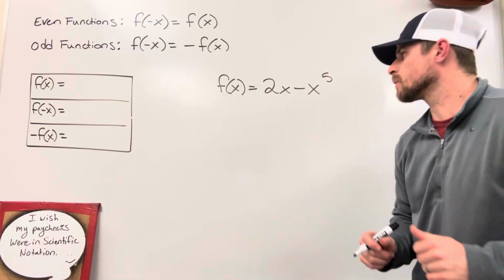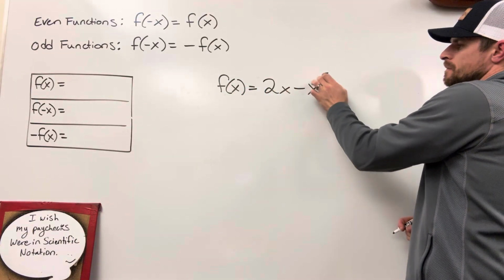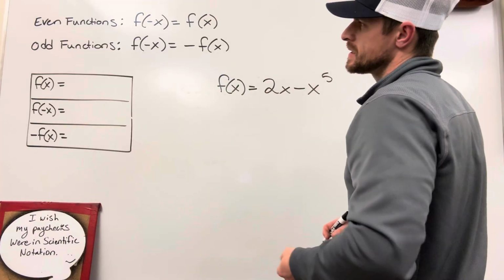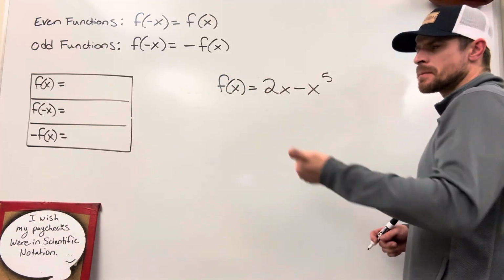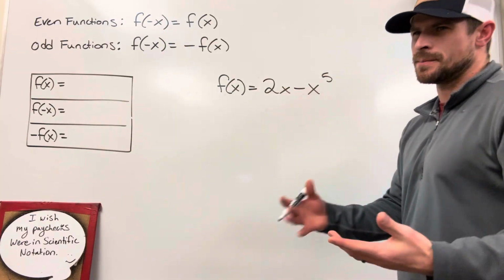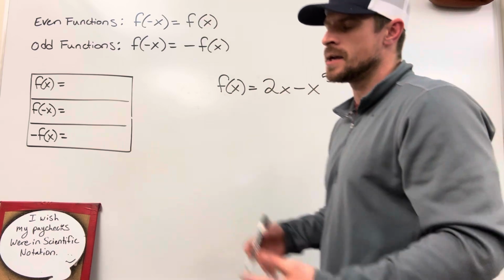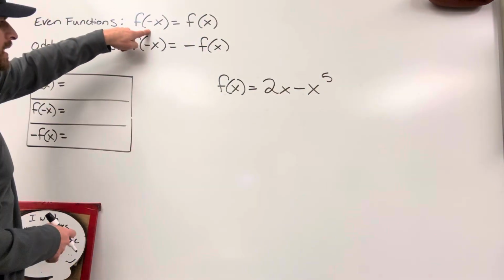All right, so now what we have is f of x equals 2x minus x to the fifth power. We just got done with an example that was an even function. And remember, the first thing we did was we just checked to see if it was even. I would always recommend checking to see if it's even first, then moving to whether or not it's odd, because you're going to need the f of negative x anyway.